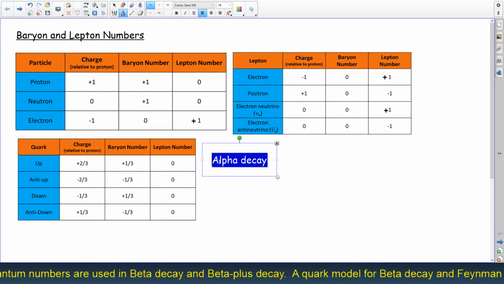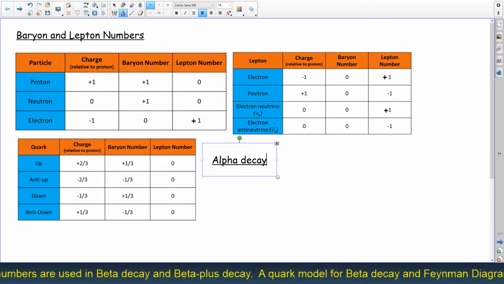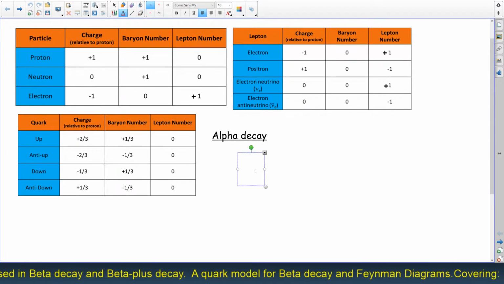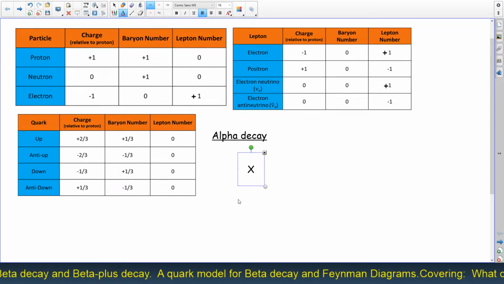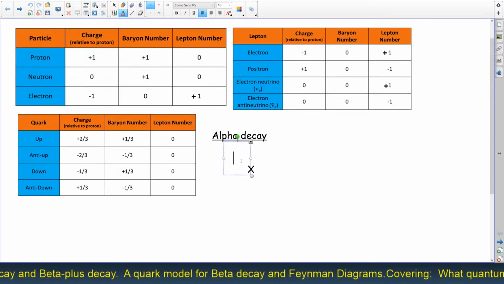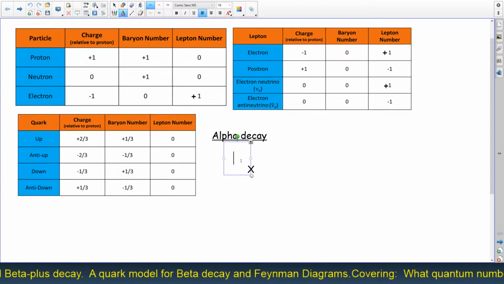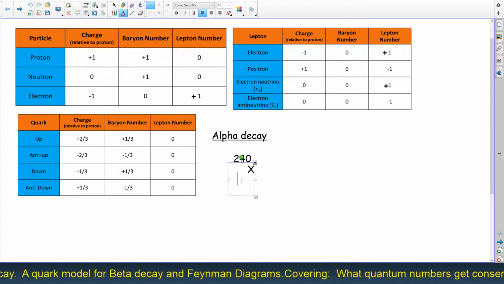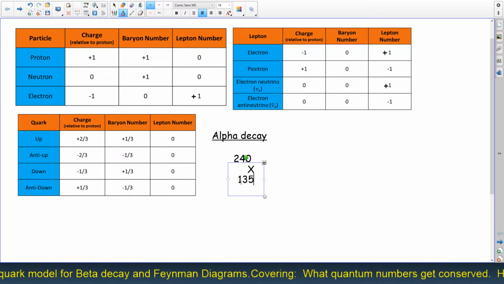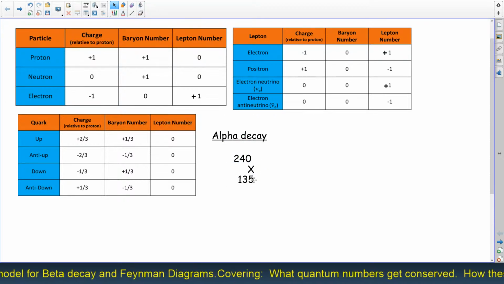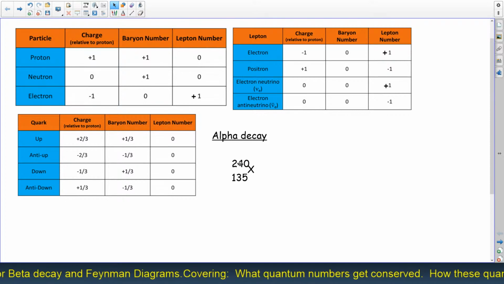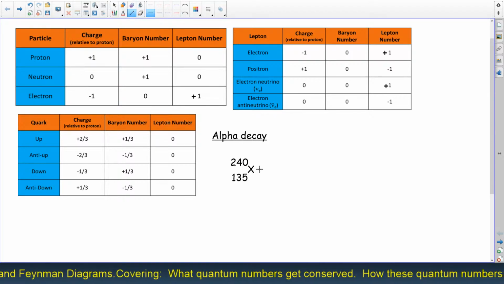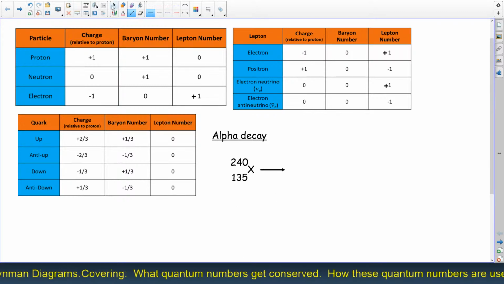So an alpha decay is a relatively straightforward concept. Let's imagine that we have some nucleus X with a mass number and an atomic number. So let's give it a mass number of 240 and an atomic number of 135. I'm not even sure what that is. Somebody can look that up. Okay, 135, 240. And let's have that alpha decay. So that's going to undergo an alpha decay.